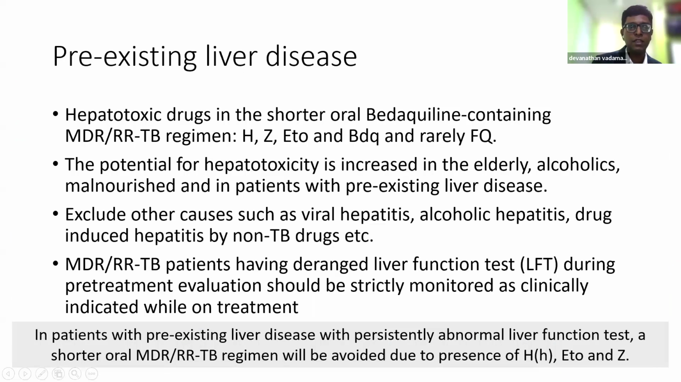For patients with pre-existing liver disease, if the value is beyond 3 times normal, we cannot give the shorter MDR, we have to go for the longer MDR regimen, because most of the drugs in the shorter MDR are hepatotoxic, so we cannot give these drugs to a patient with pre-existing liver disease.